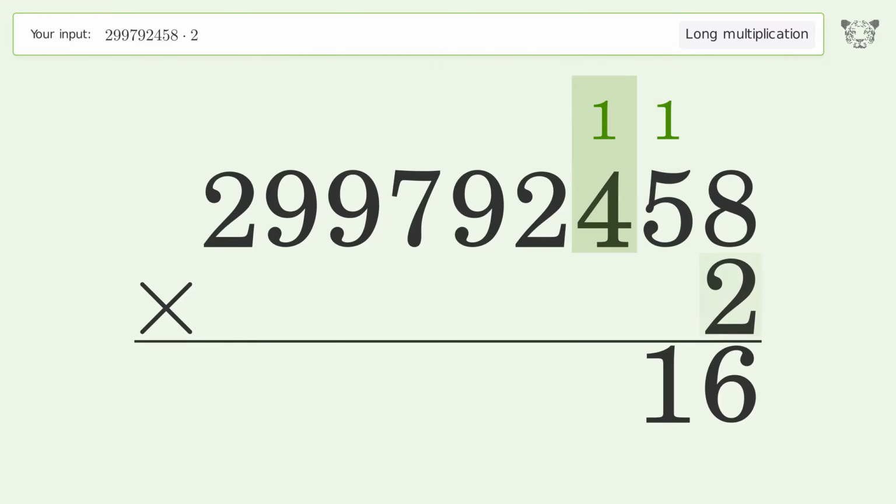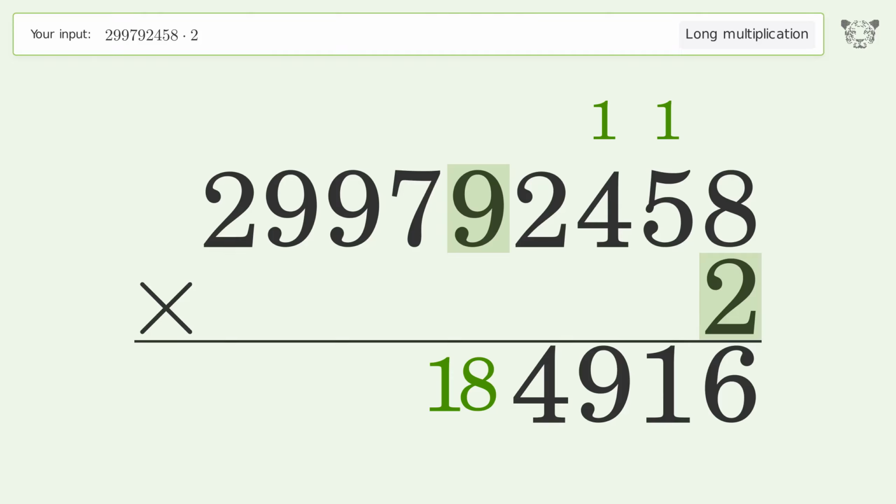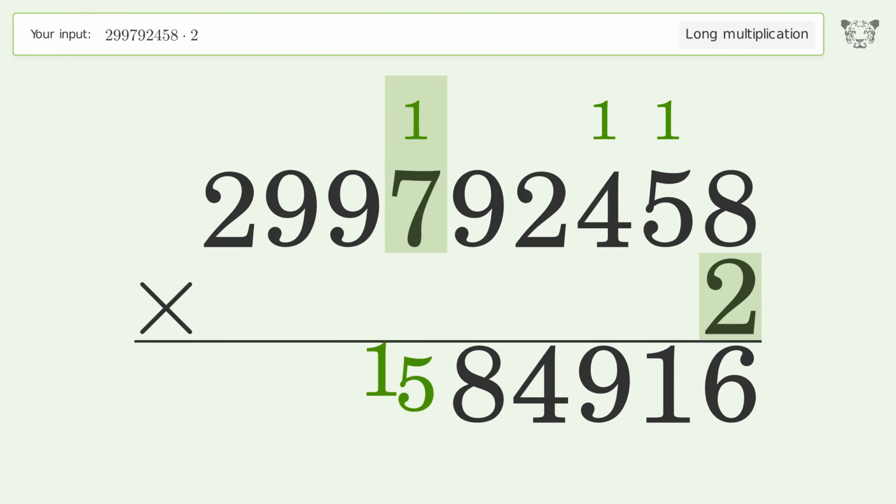1 plus 4 times 2 equals 9. 2 times 2 equals 4. 9 times 2 equals 18. Because the result is greater than 9, carry the 1 to the hundred thousands place. 1 plus 7 times 2 equals 15. Because the result is greater than 9, carry the 1 to the millions place.